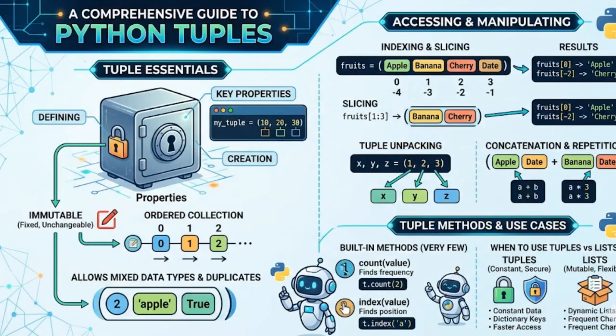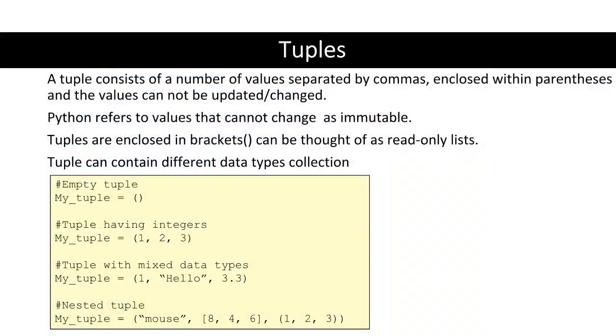Tuples are ordered collections, just like lists, but they are immutable. This means once a tuple is created, we cannot add, remove, or modify its elements. As shown in the diagram, tuples also support indexing, slicing, unpacking, and operations like concatenation. A tuple consists of a number of values separated by commas, enclosed within parentheses, and the values cannot be updated or changed. Python refers to values that cannot change as immutable. Tuples are enclosed in brackets and can be thought of as read-only lists. A tuple can contain a collection of different data types.